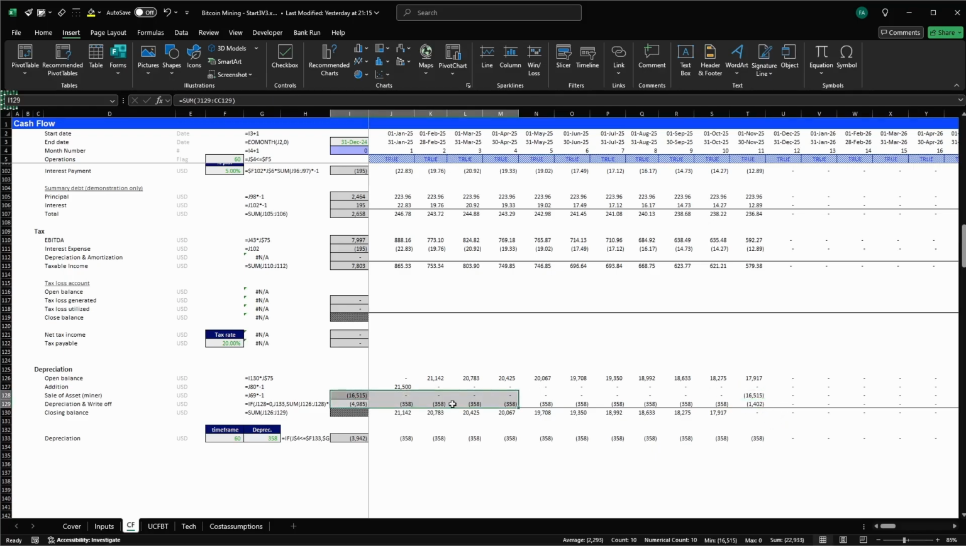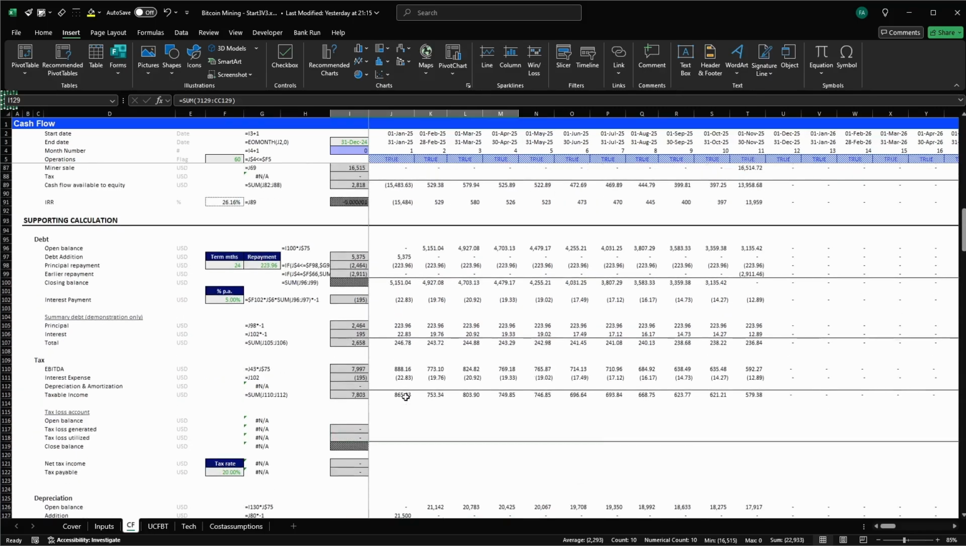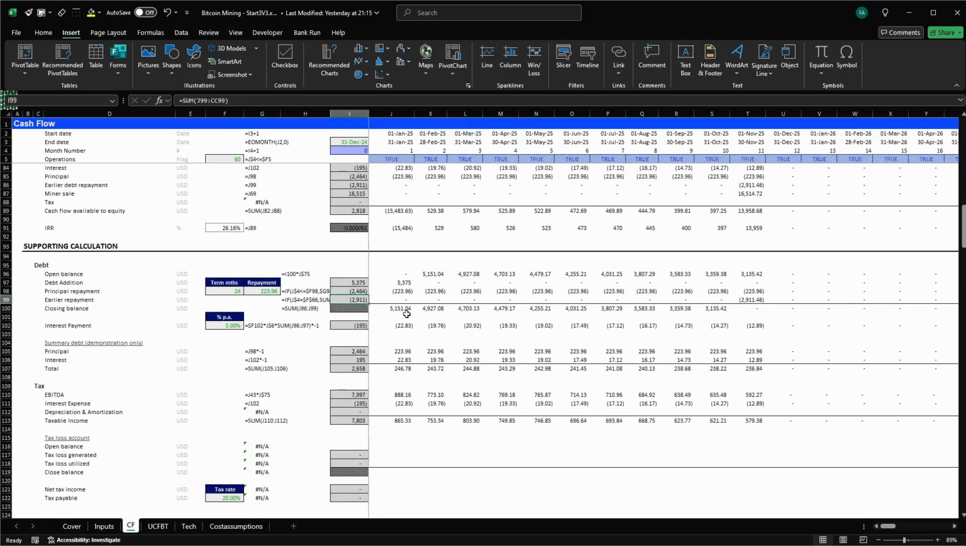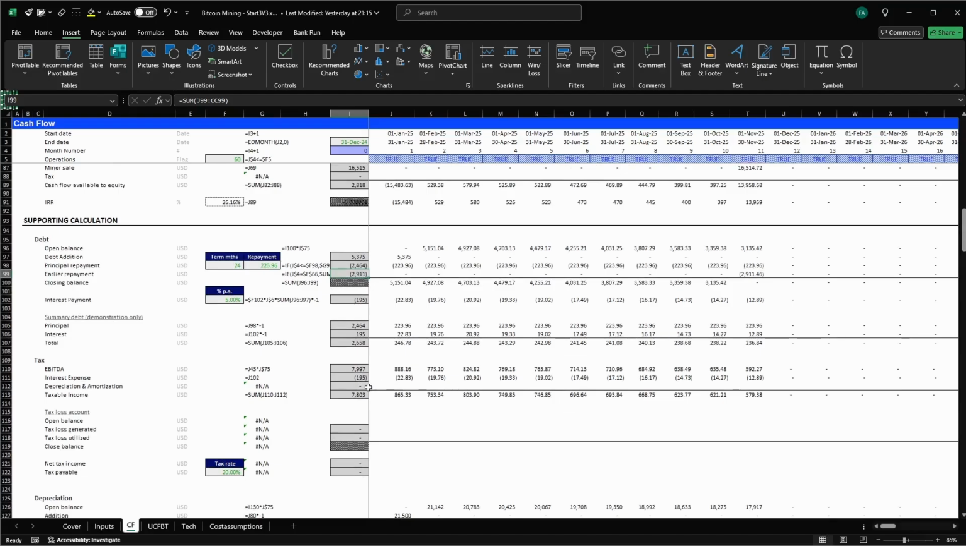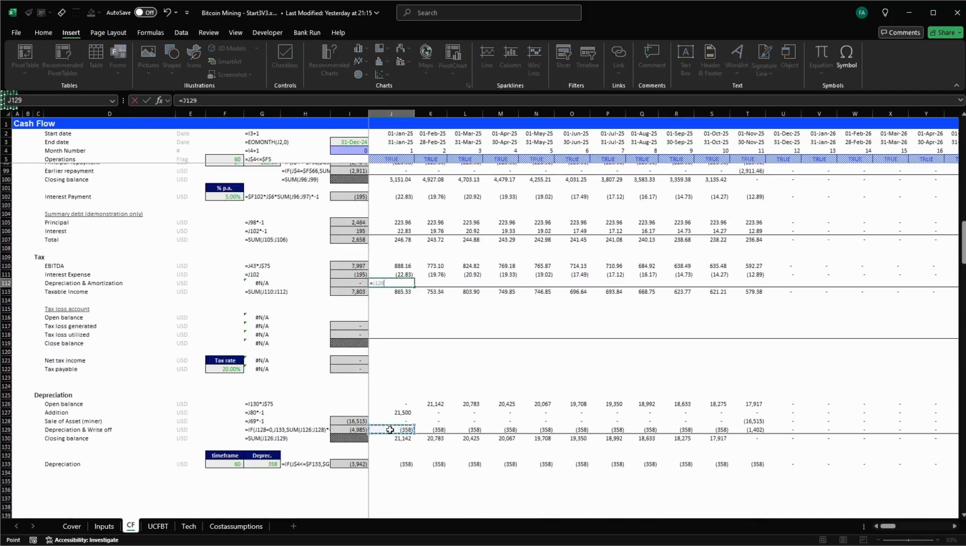So now that we have the depreciation, basically what we can do is go above here, not under that, but over here, and grab the depreciation. So this number should be exactly the one over here.